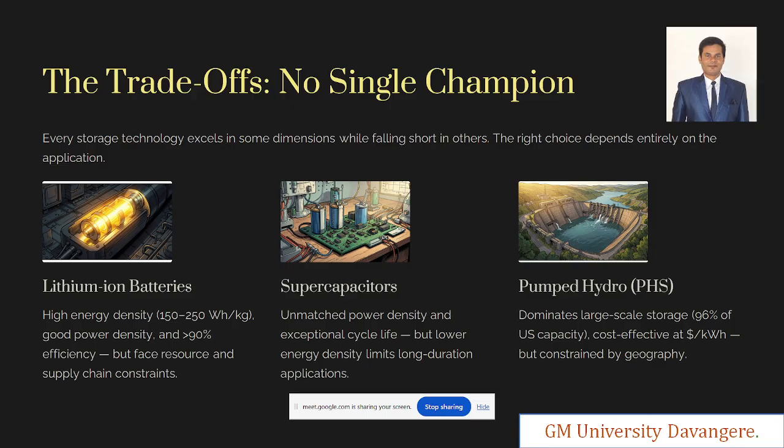Similarly we have the other storages also, like the pumped hydro storage from the last class. Let us discuss these various things which matter for application, for business purposes. How are people taking these considerations for their applications?